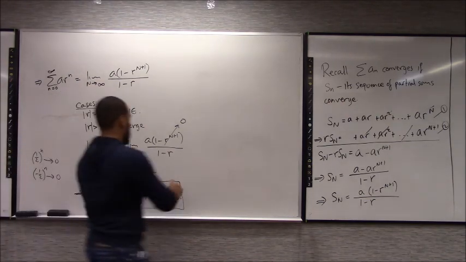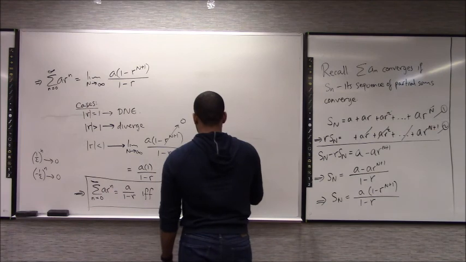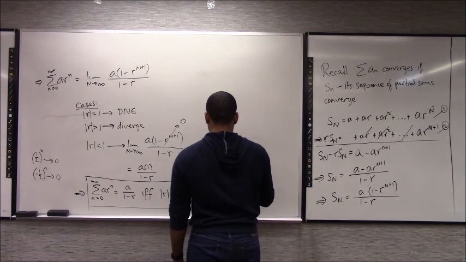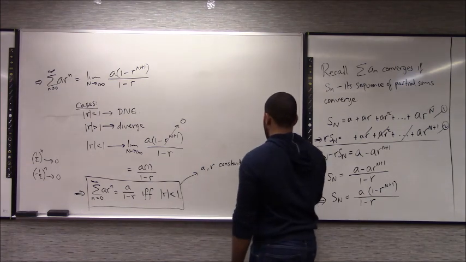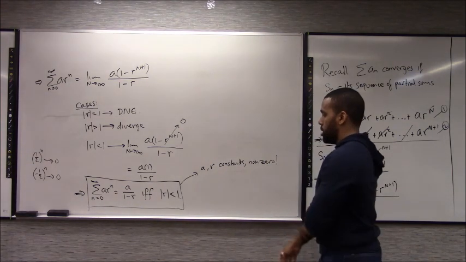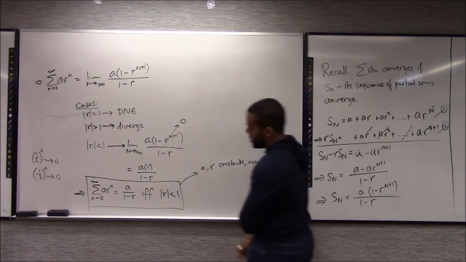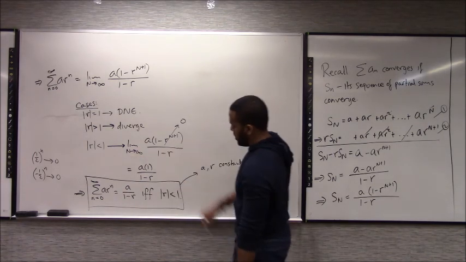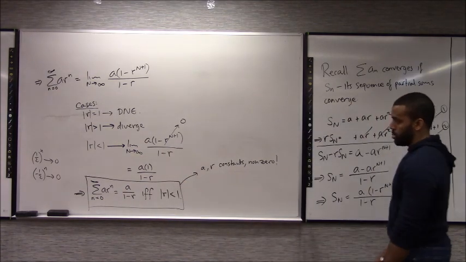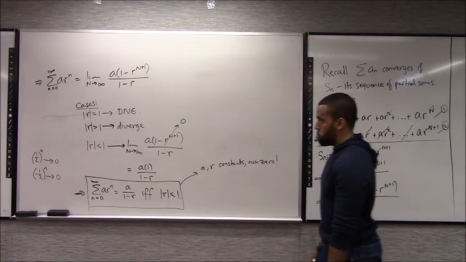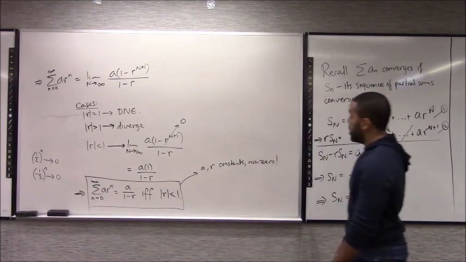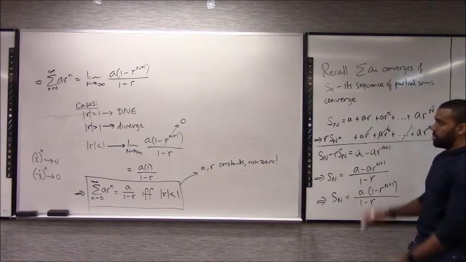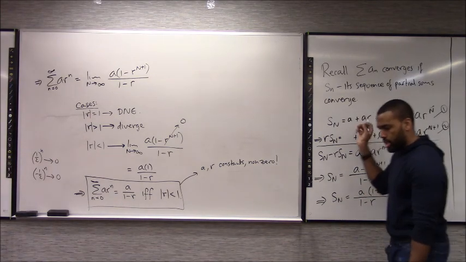So here, your a and r are constants, non-zero, and your series will actually approach this value as long as your r is less than 1 in absolute value. And that's pretty much it. So I gave you this formula last time, and this is kind of where the formula comes from. So it's kind of this trick that you used.